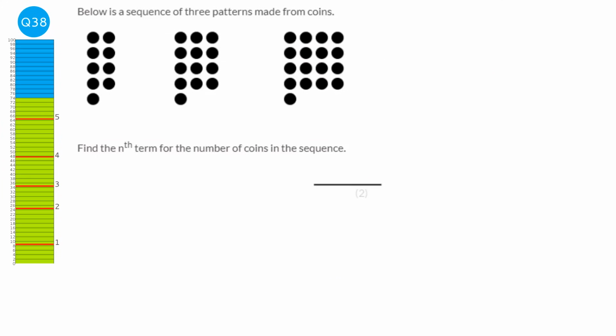Whenever we do these kind of questions, it's always best to convert the pattern into numbers. So we're just going to count the dots. So we've got 9 in the first one. And then 13 in the next, and 17. So our sequence is going 9, 13, 17.